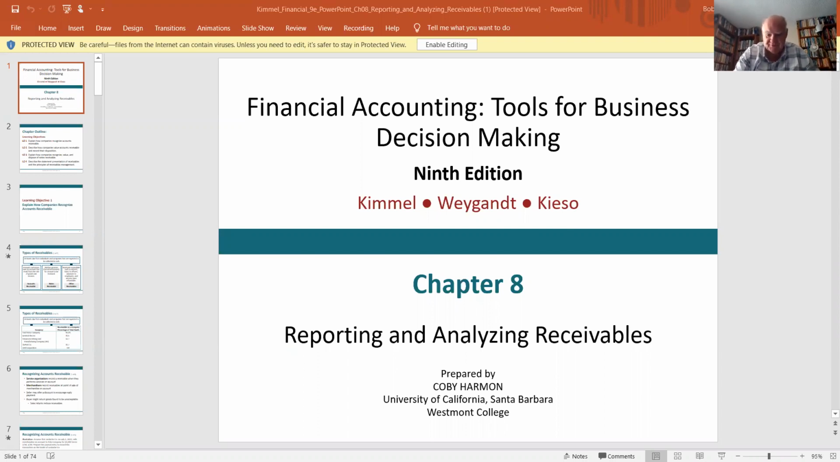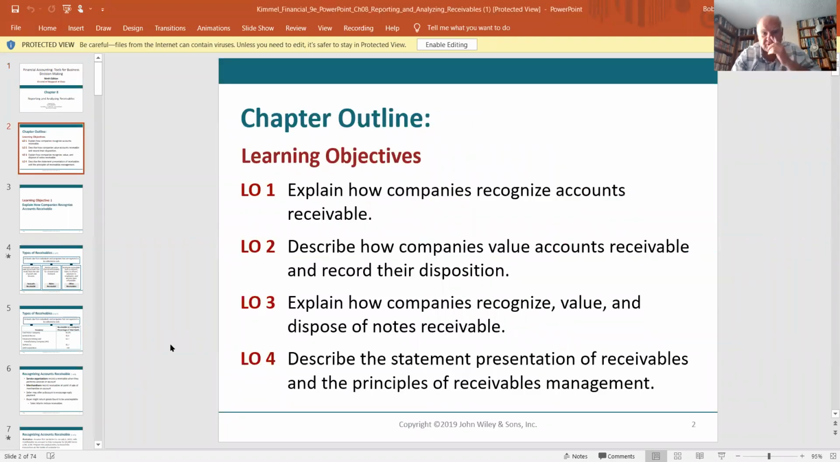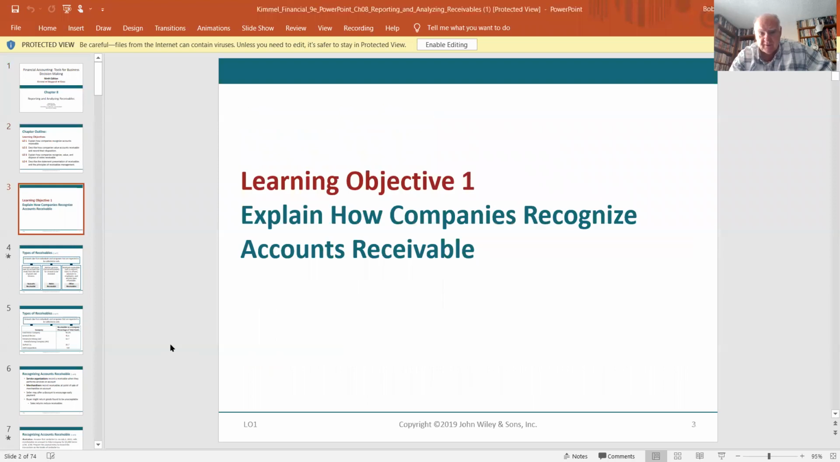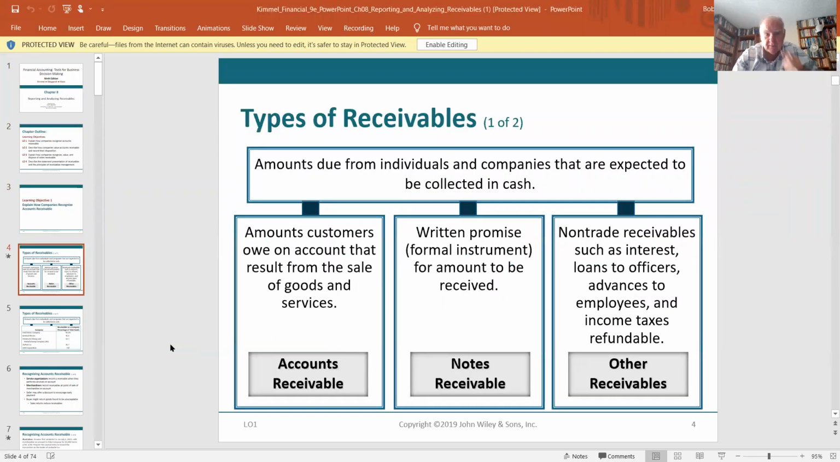Analyzing receivables. Now we're going to get into the different elements of the balance sheet and the income statement. Learning objectives: how companies recognize accounts receivable. Amounts due from individuals that are expected to be collected in cash. Accounts receivable, what customers owe us. Notes receivable, what borrowers owe us. And non-trade could be interest, loans, advances to employees, all kinds of different things.